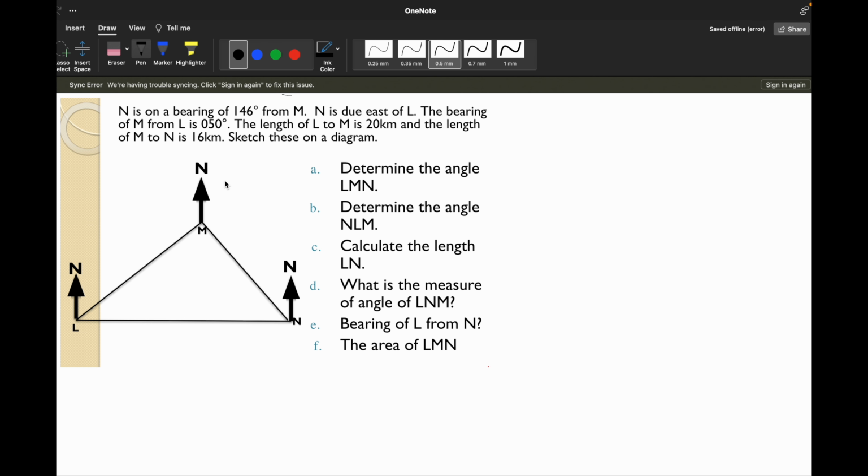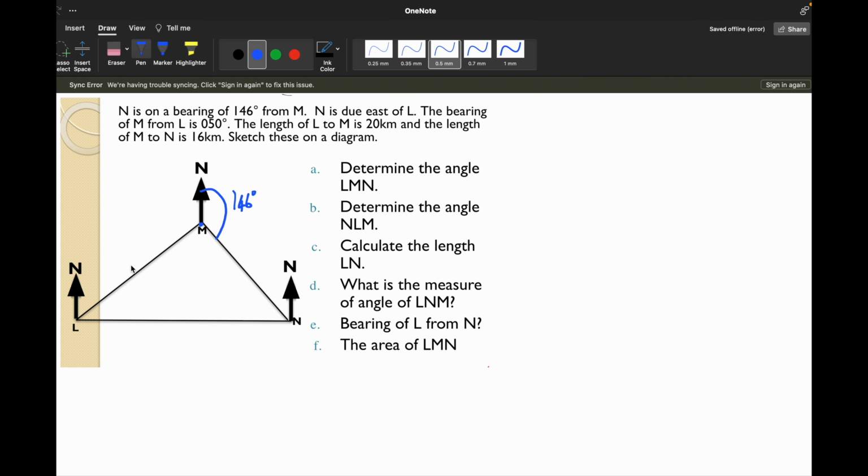So the first part says N is on a bearing of 146 from M. So my starting point is M and it's going to N. Remember, bearings always go clockwise from north. So I have my north line here and I'm going clockwise. So I go like this, which gives me 146 degrees right here. That's because N is on a bearing of 146 degrees from M. So N is 146 from M. That was my starting point. Does that make sense? Yeah.